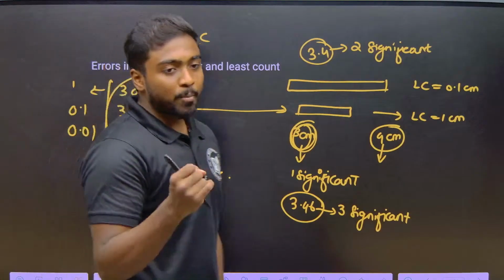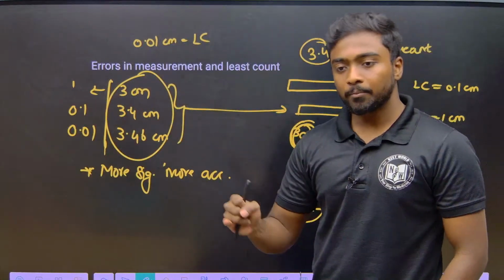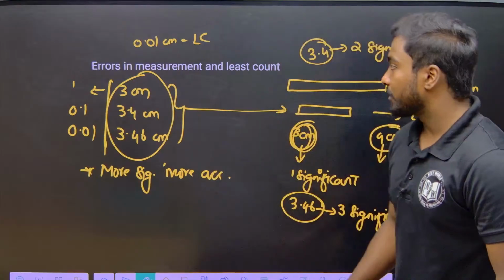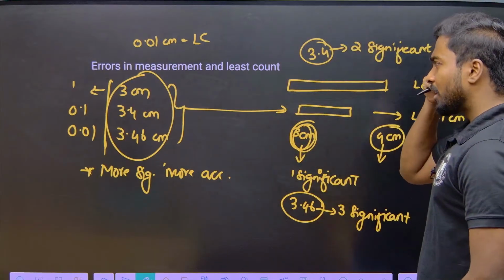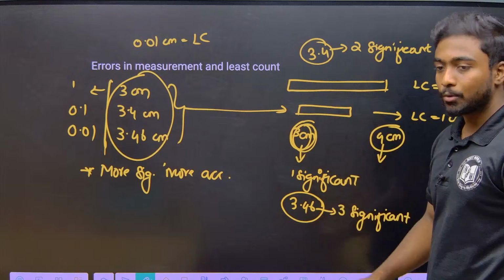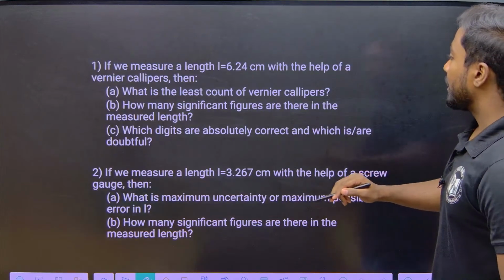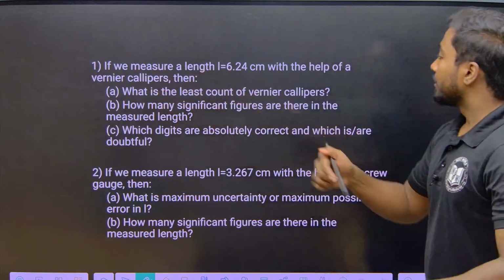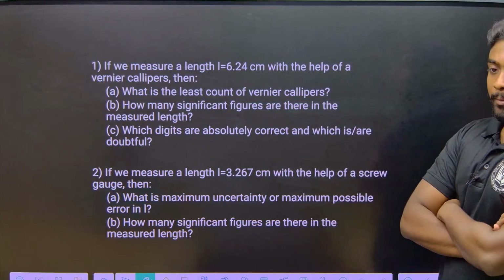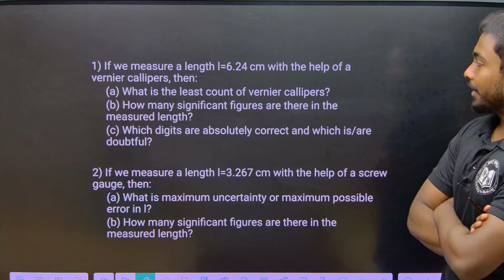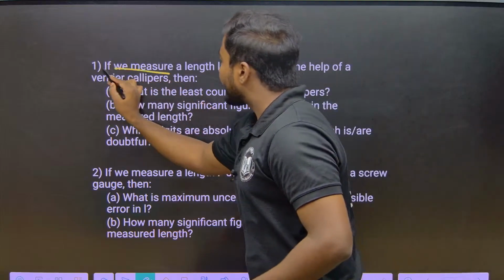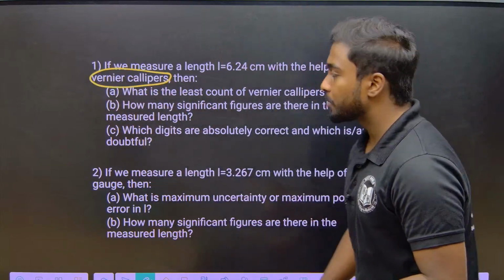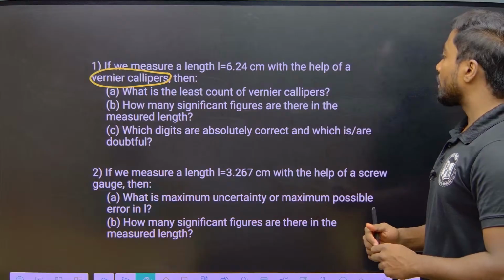So when I take an object, if it has more significant figures, the measurement will have more accuracy. Okay, so this is about the errors in measurement and the least count. If we measure a length L equal to 6.24 centimeter with the help of a vernier caliper, which is an instrument to measure an object, then what is the least count of a vernier caliper?